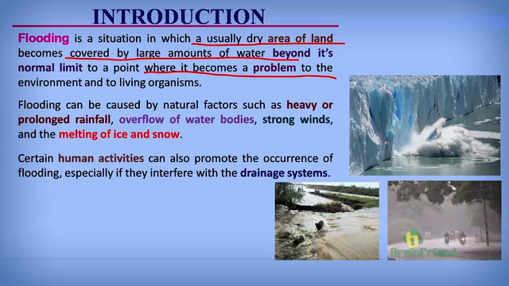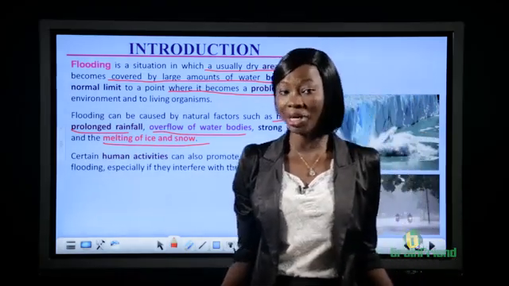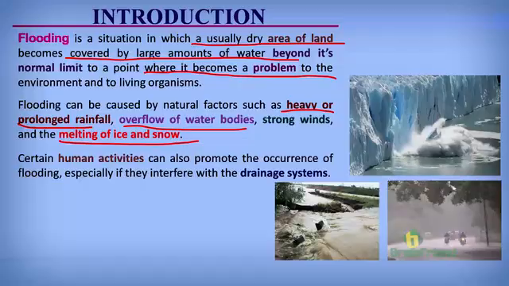Some of those natural factors that could cause flooding include heavy or prolonged rainfall, overflow of water bodies, strong winds that occur in coastal regions, and we also have the melting of ice and snow. Beyond all of these natural factors, we mentioned that certain human activities could promote the occurrence of flooding within an area. These human activities could do this especially if they interfere with the drainage systems or the drainage patterns of such area.